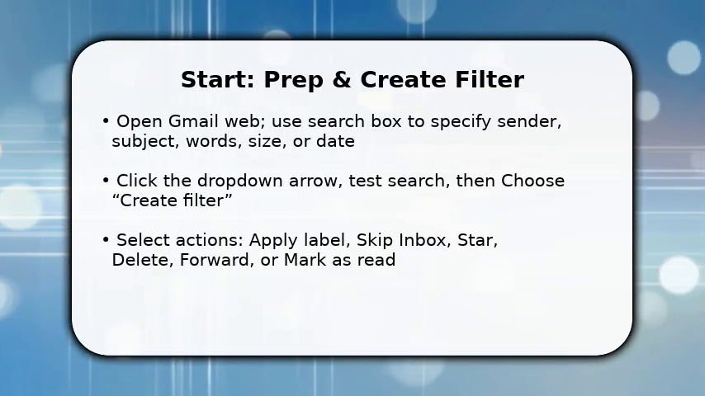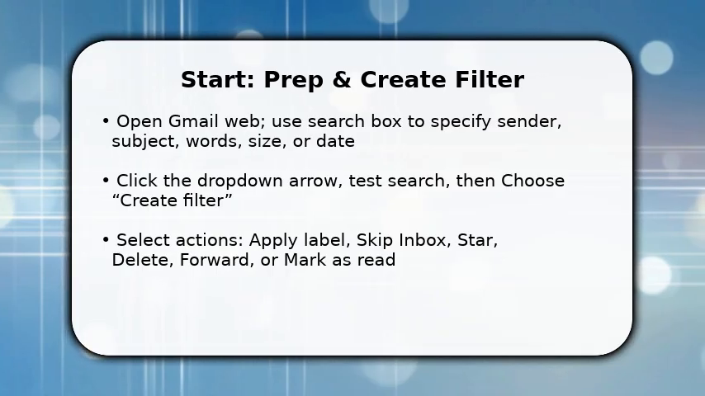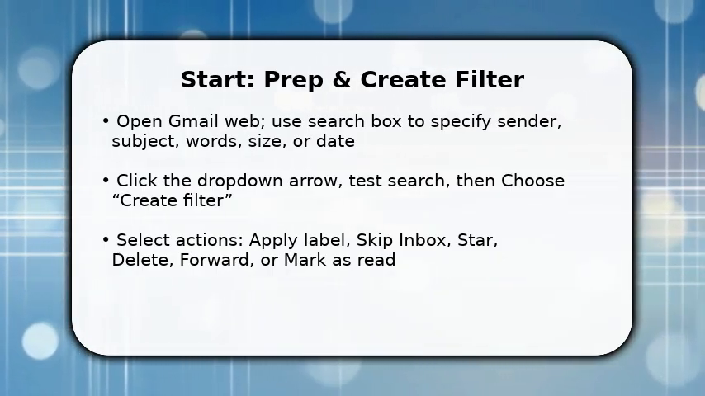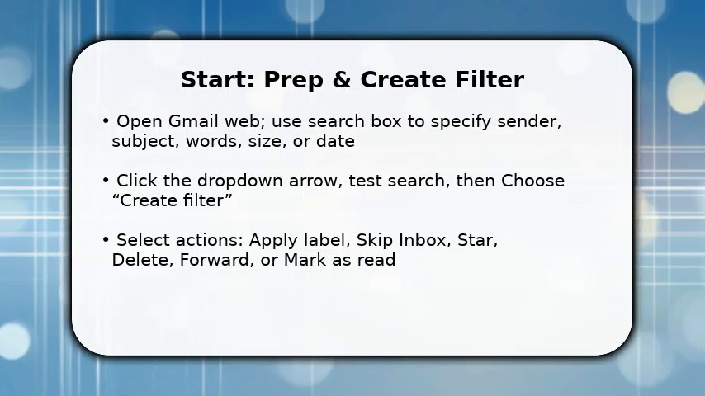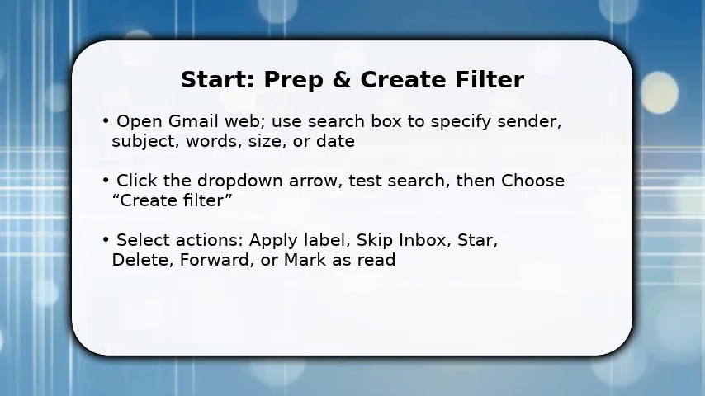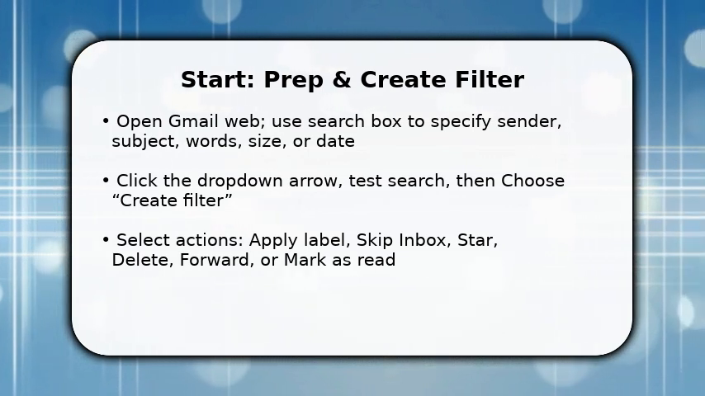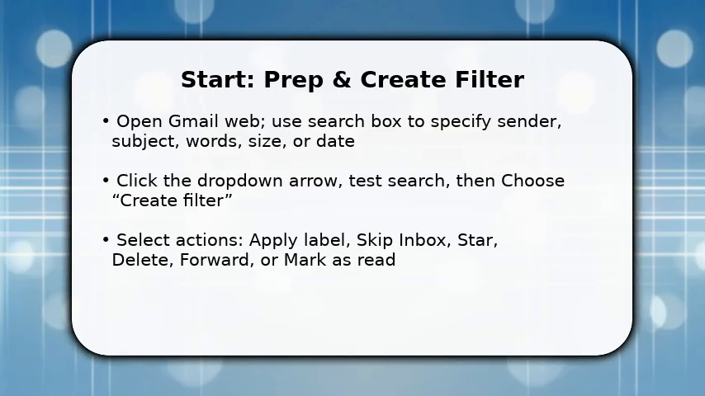Then choose Actions: apply a label, skip the inbox, star, delete, forward, or mark as read, because filters act automatically and save time. Make sure to check "Also apply to matching conversations" if you want past messages included. This step gets the system working immediately.